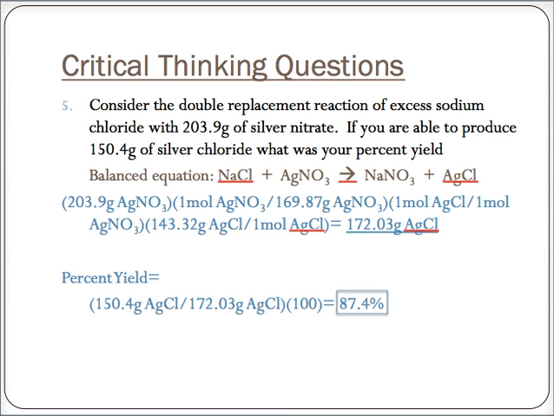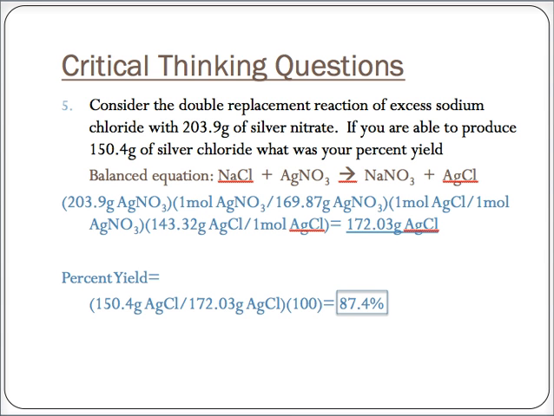That will give us the moles of AgCl, which we then multiply by the molar mass of AgCl, which is 143.32 grams of AgCl per mole. We then get the final mass of AgCl, which is 172.03 grams.